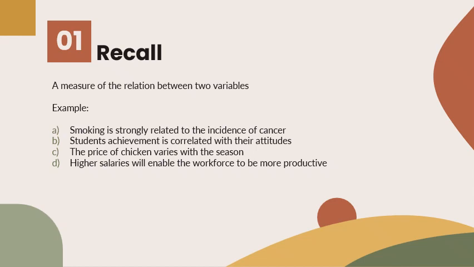Student achievement is correlated with their attitudes. The price of chicken varies with the season. Higher rates enable the workforce to be more productive. We can see that based on these two variables, it will affect, for example, the student achievement and also the attitudes.